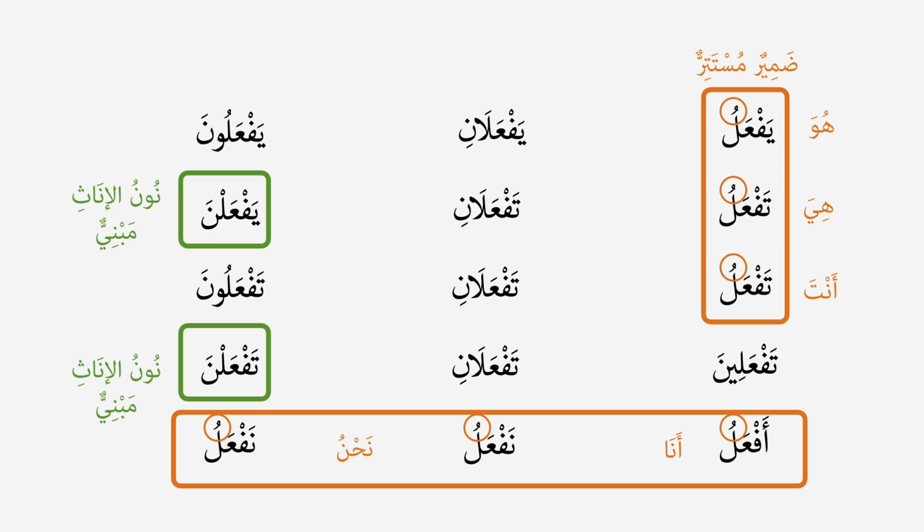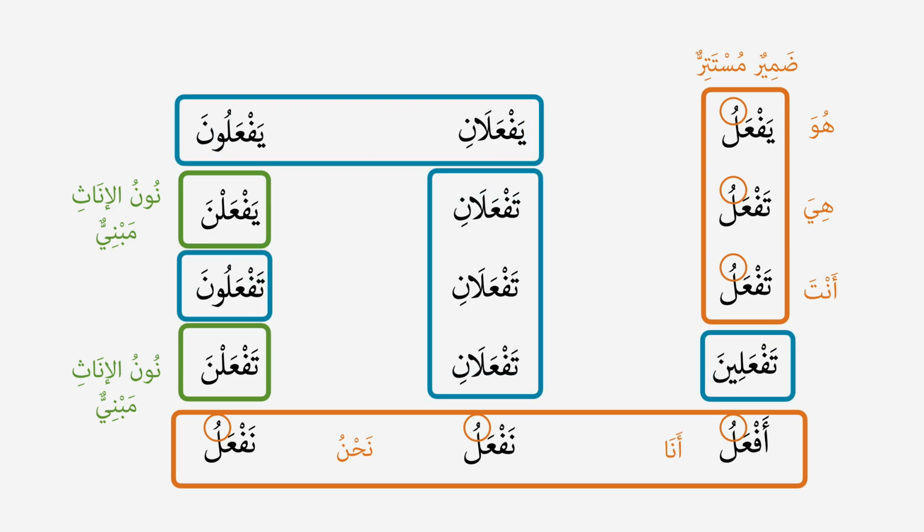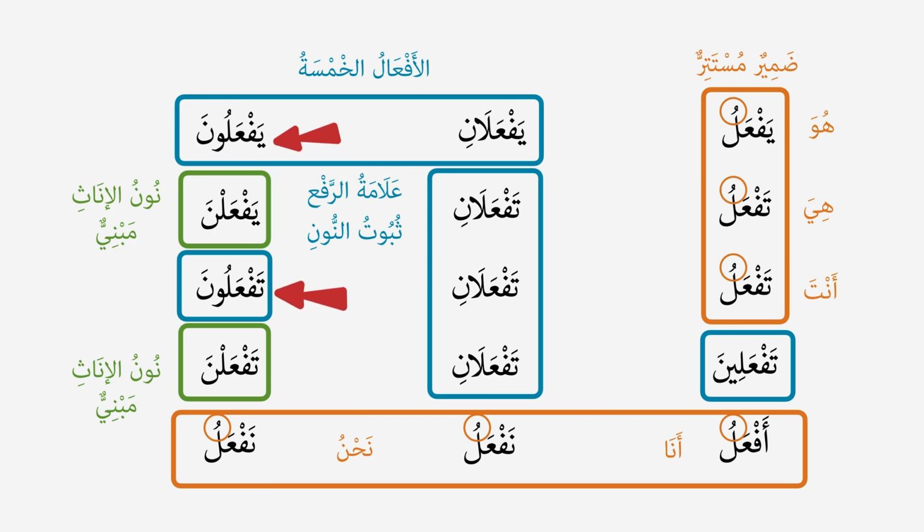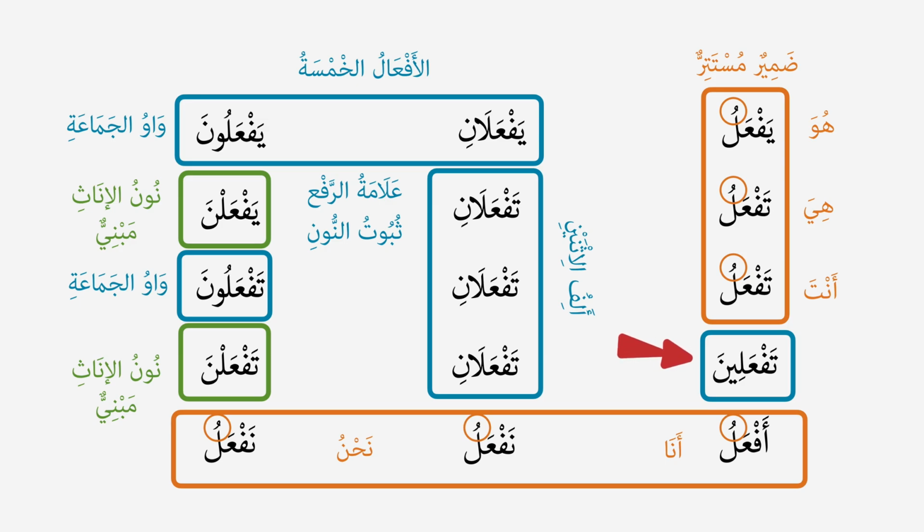Then we have the patterns which end on the letter noon. These are known as أفعال الخمسة, يعني the 5 verbs. In these 5 verbs, علامة الرفع, that is the sign of the indicative mood, is ثبوت النون, that is the presence of the letter noon at the end. In the plural patterns, which are يفعلون and تفعلون, the fa'il is واو الجماعة. In the dual patterns, the fa'il is ألف الاثنين. And in the second person feminine singular pattern, the fa'il is ياء المخاطبة.